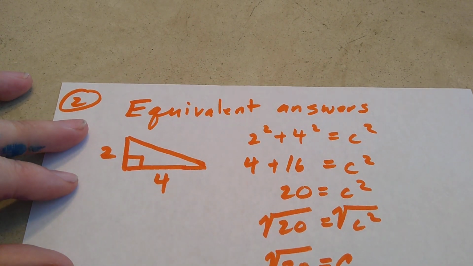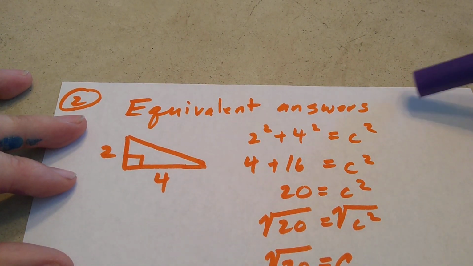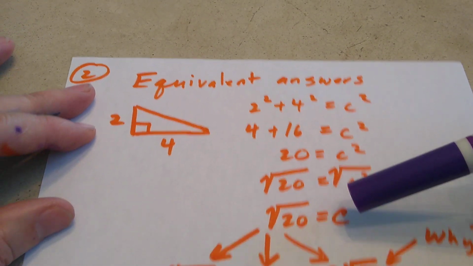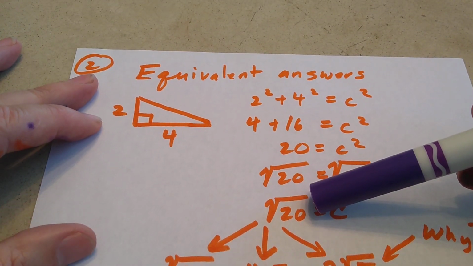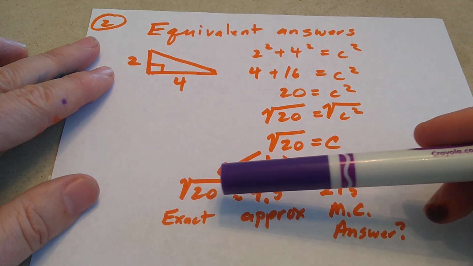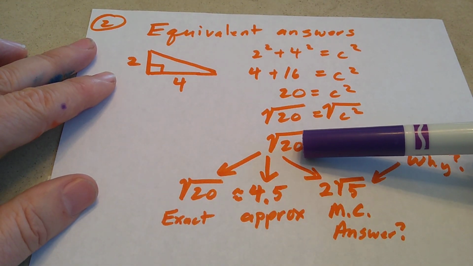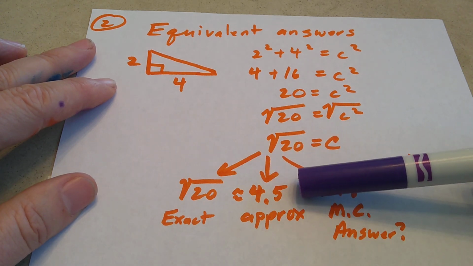When I'm doing an a squared plus b squared equals c squared, very often I will end up with a square root at the end. So I've plugged this in, I've gotten square root of 20. Square root of 20 is the answer. Okay, that is the exact answer. If you put it in your calculator, it's about 4.5. It's a little bit more than the square root of 16, about 4.5.